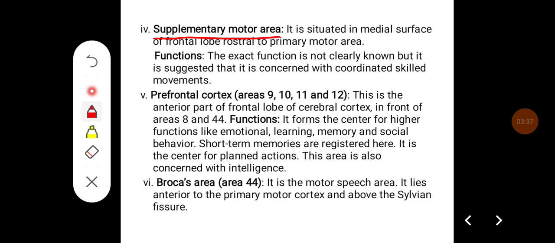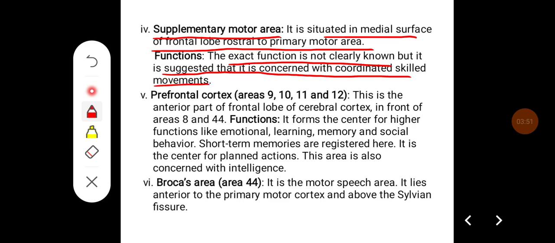Supplementary motor area is situated in the medial surface of the frontal lobe rostral to the primary motor area. The exact function of which is not clearly known, but it is suggested that it is concerned with coordinated skilled movement.